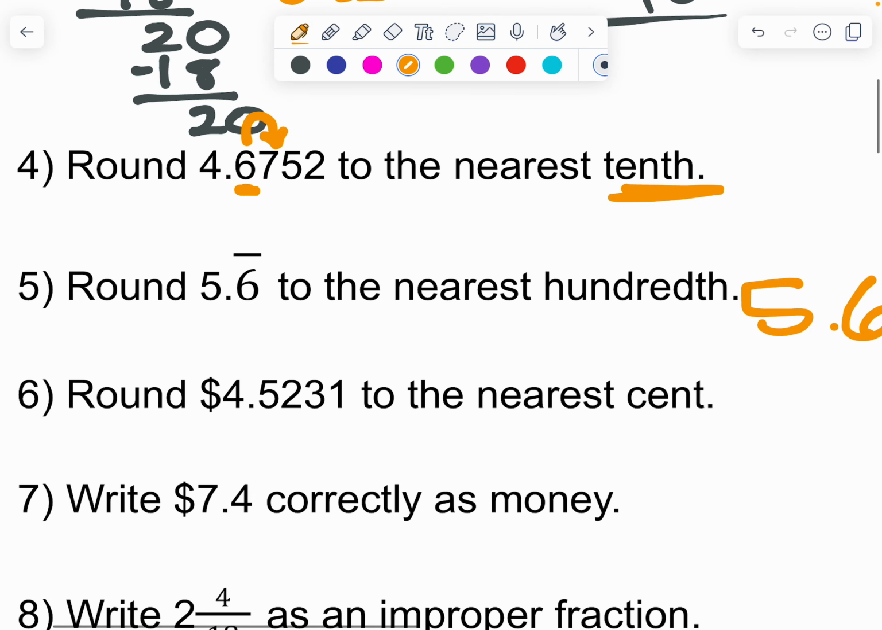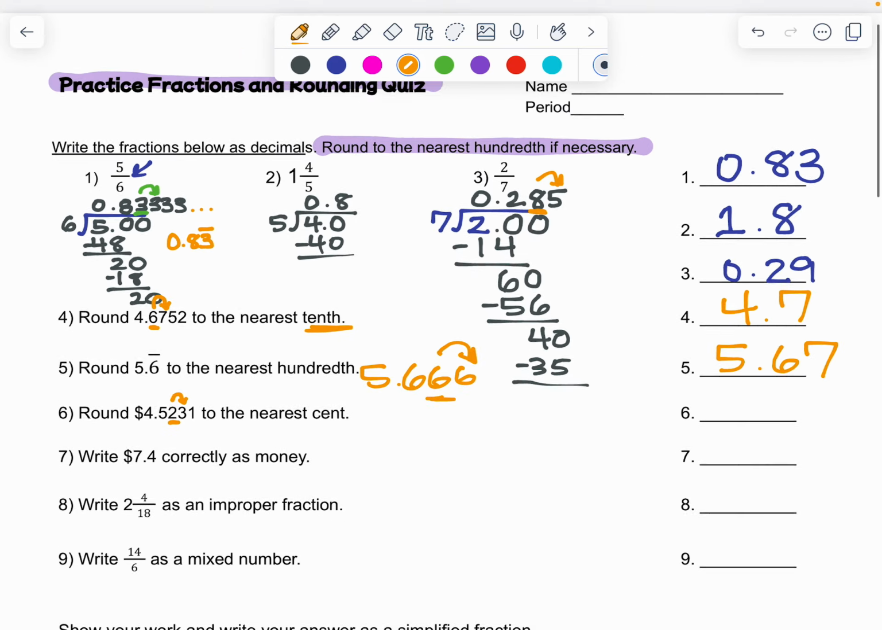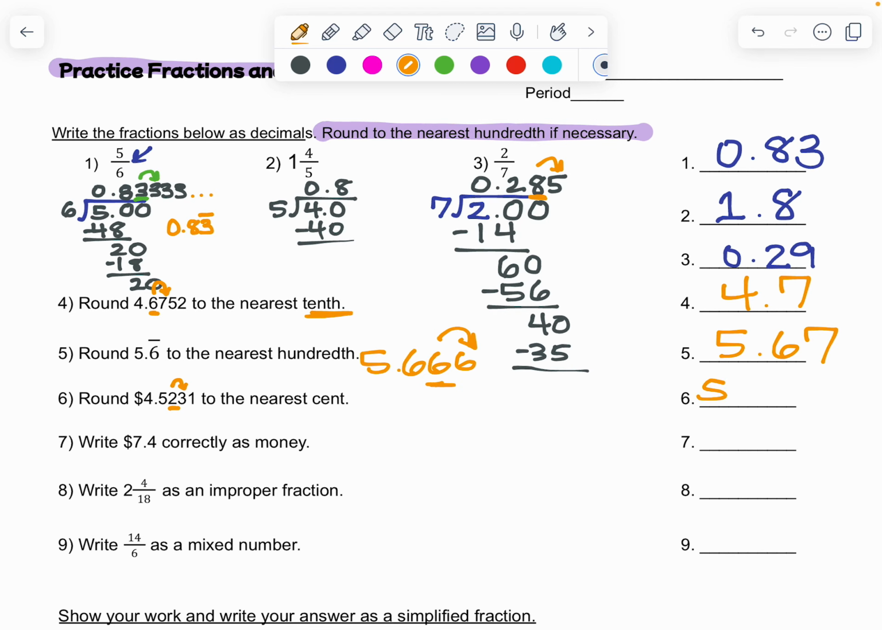Good. The nearest cent on money, do you remember? Money goes out to the hundredth spot, right? That's where our cents is. So, well, that's a big arrow. I'm going to look to that 3. All right, 3 is smaller than 5. We don't have to round up, so let's write it as money. It needs a dollar sign first.